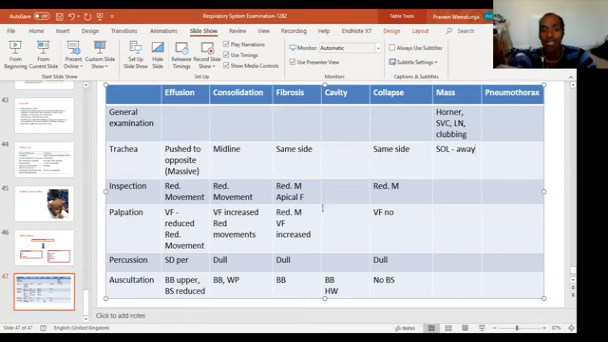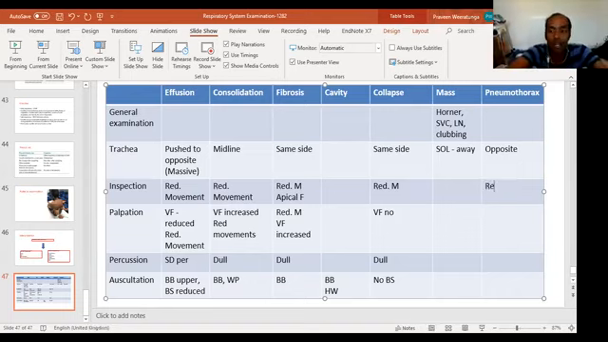Last but not least, pneumothorax. Remember, you will never get a pneumothorax for your exam, but you will see this in practice, and you need to know how to diagnose this. Okay, so the trachea is shifted to the opposite side, because of the gas pushing the mediastinum.